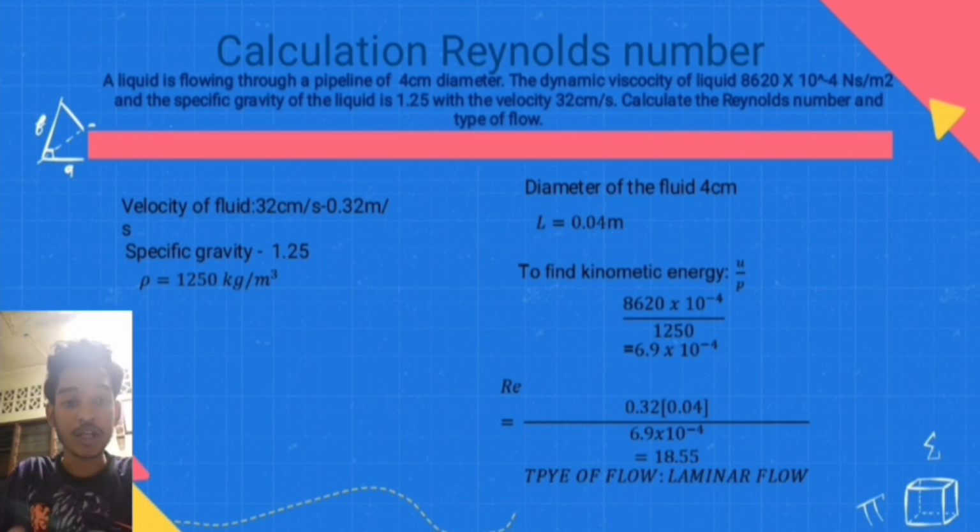So after we find the kinematic viscosity, we just apply the Reynolds number formula, which is velocity of fluid times pipe diameter divided by kinematic viscosity, which is 0.32 times 0.04 divided by 6.9 times 10 to the negative 4. So the answer will be 18.55. So the 18.55 is a type of laminar flow because it is below 2300.